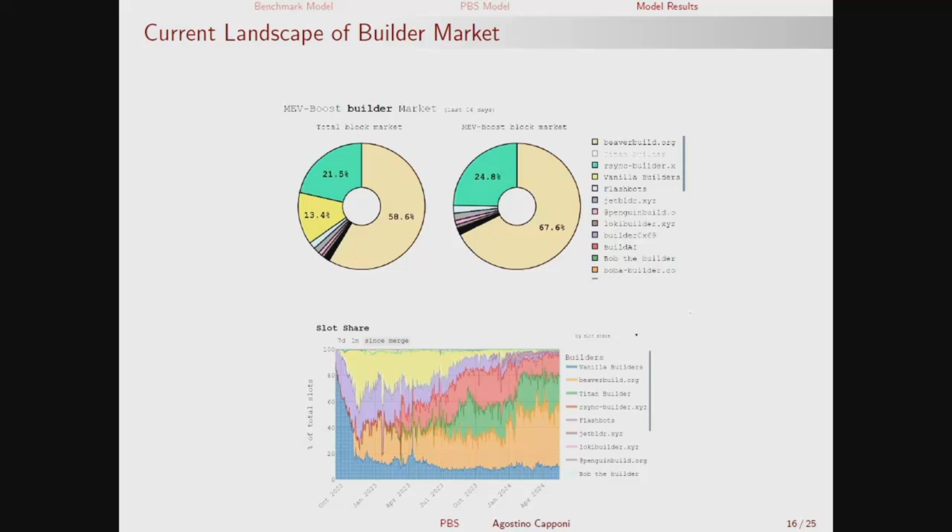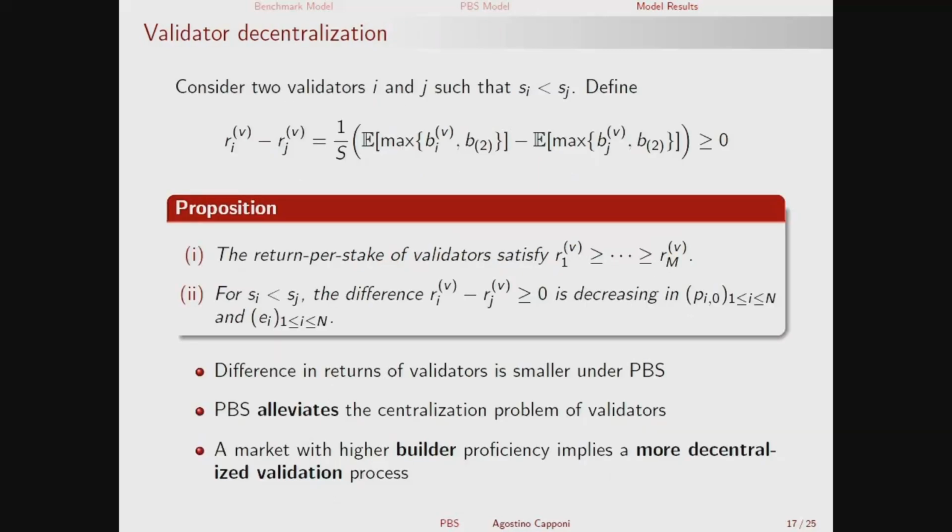Of course, I'm not saying that this is the only argument, but this is an argument to show why we have centralization in building. In terms of validation, instead, there is decentralization. So here, forgive me about this typo, but this means SI is larger than SJ. So if we have 2 validators and one validator has a larger stake than the other, what we are arguing is that this difference between the return per unit stake of validator I and validator J is decreasing, so it's getting smaller and smaller if any of the builders become more sophisticated.